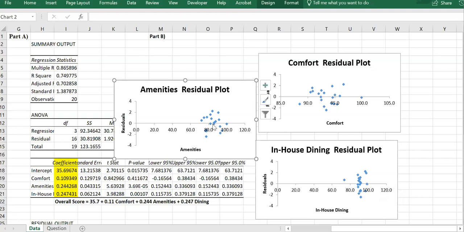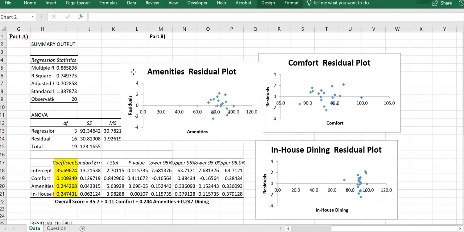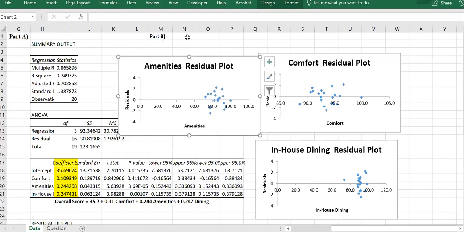Whereas for this one, no, it's not the case. We have negative, positive, and negative again. So that can be a red flag. That can be something that we may need to double check. So I'm going to check the necessary conditions for residuals.